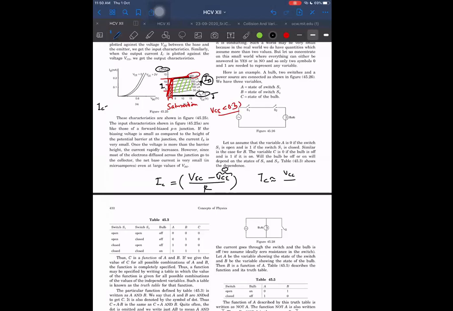Wait, in saturation mode does it become 0? VCE, yes, it becomes 0. So it becomes VCC by R. What does it mean now? That IC can vary depending upon R or depending upon VCC. IC can vary in this case. If R is varying, it will not be a constant quantity.